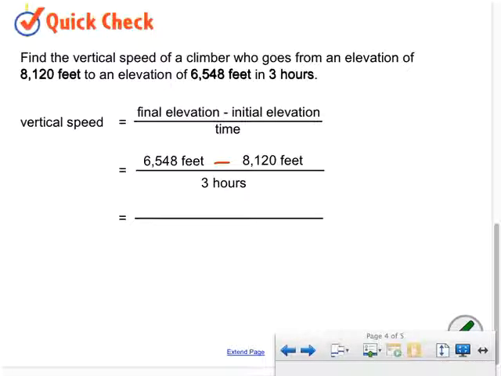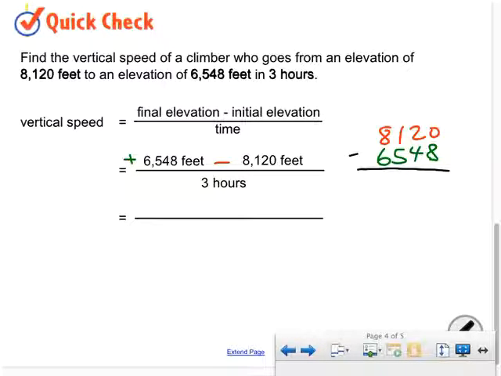Okay, so what's the sign of 6,548 going to be? Positive. So I got a positive here and a negative here. So because they're different signs, I'm going to take the difference. And so let's go ahead and do that. I got 8,120 feet. And I'm going to subtract 6,548 feet. We're going to take the difference of those two.